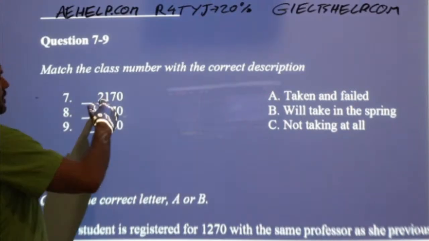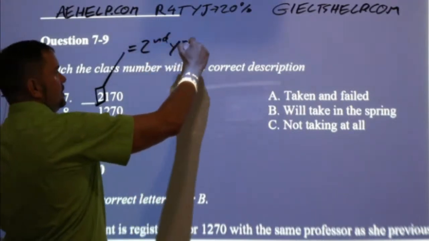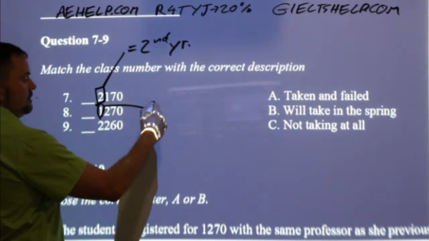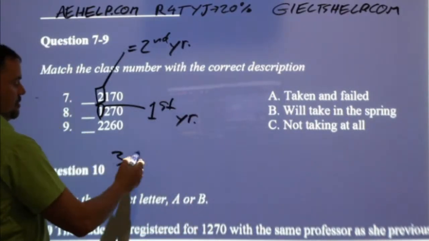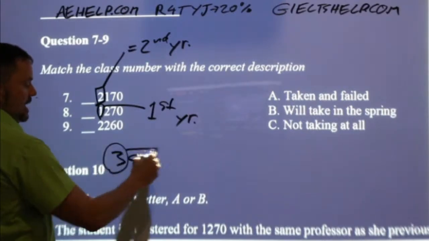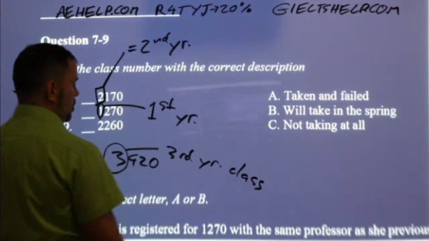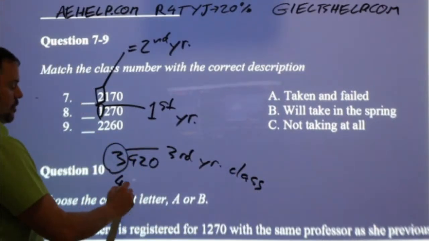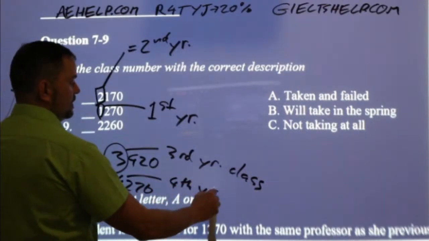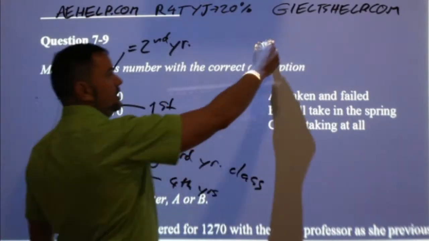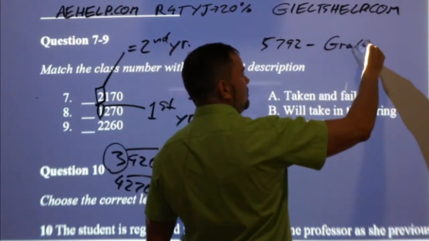If the number of the class starts with a 2, it means that it's a second year class. Okay? If it starts with a 1, it means that it's a first year class. And you probably guessed it. If you have a class that's like 3420, this would be a third year class. Okay, and this is the same in most, if not all, universities. If you have one that starts with a 4, like 4270, that would be a fourth year. And if you have one that starts with a 5, like 5792, this would be a graduate class for master's or PhD.